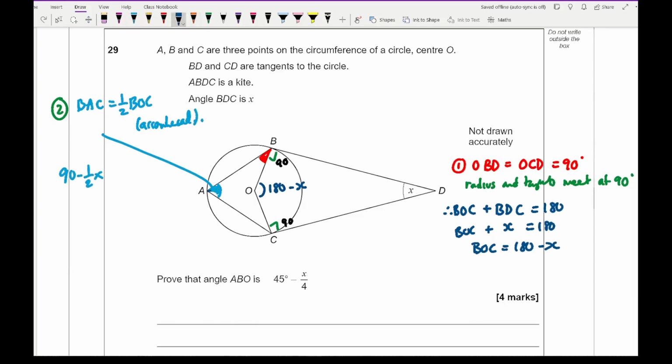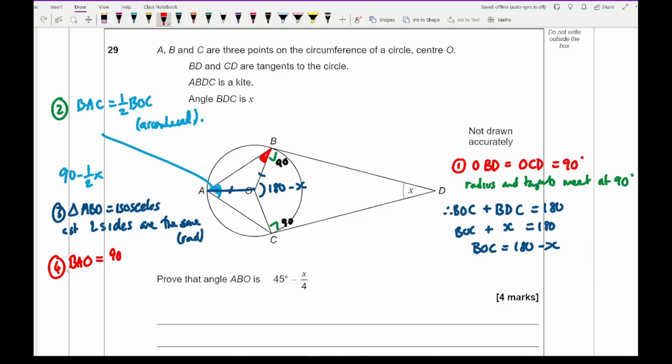Then if I split this angle in half, step 3 is that triangle ABO is isosceles as two sides are the same. They're both radius. So this is going to be an isosceles triangle. Now for number 4, that BAO is therefore going to be 90 minus a half x divided by 2, which is 45 minus a quarter x. So as this angle here is the same as that angle there, which is what we're trying to find, that means that ABO is equal to 45 minus x over 4, which is what they wanted me to prove.